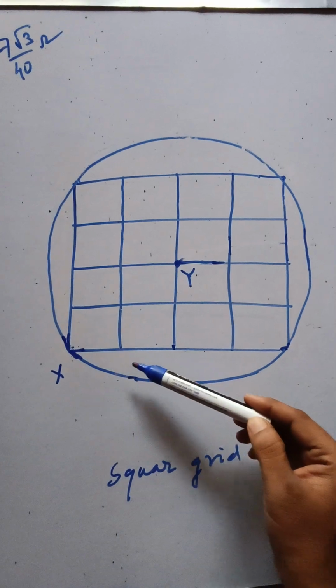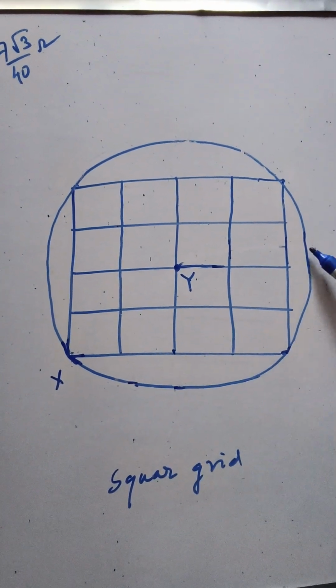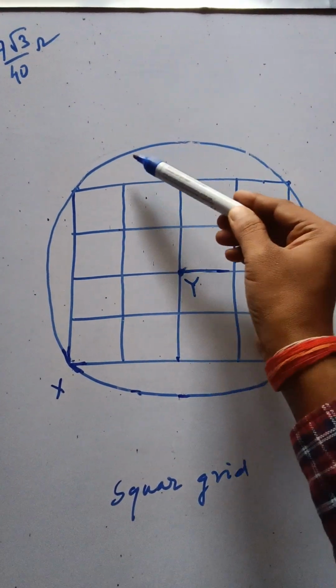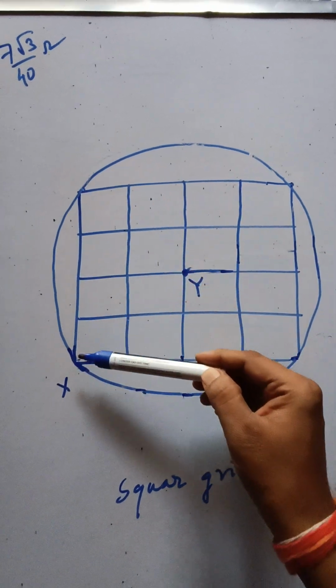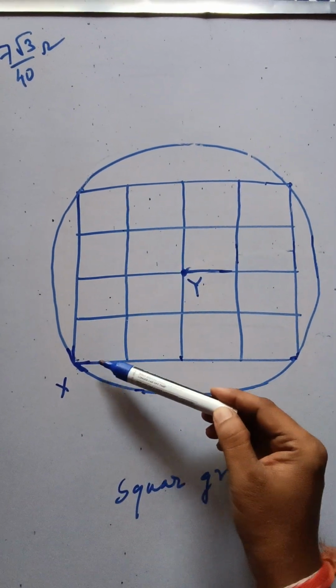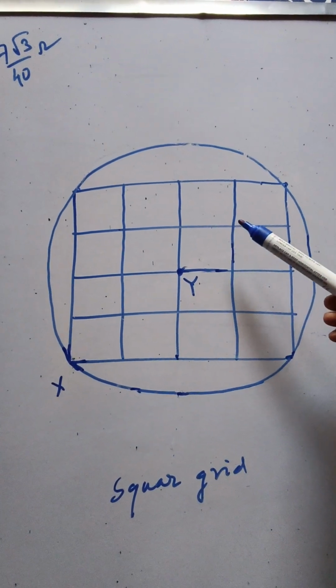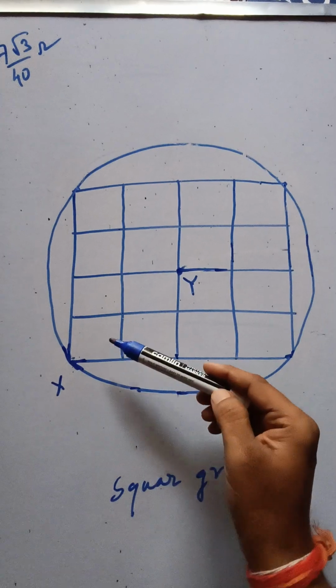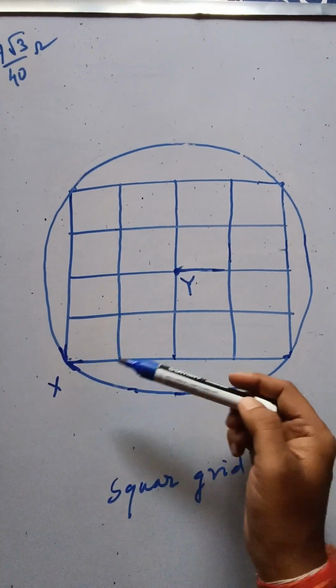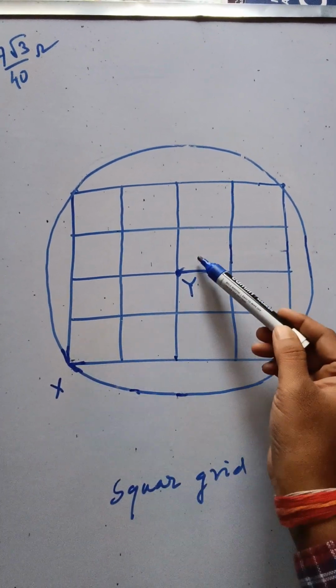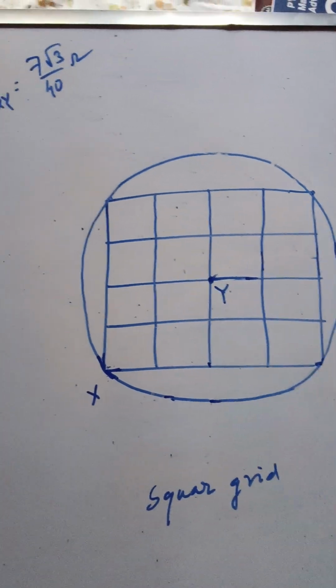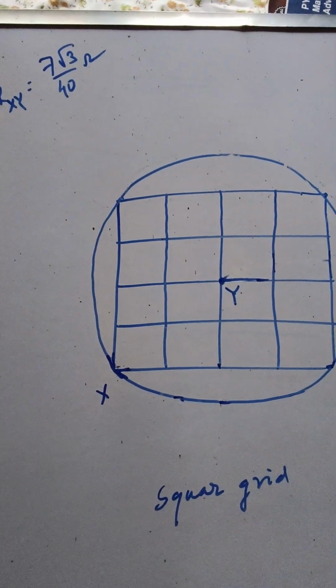and a resistance-less wire is connecting through the ends of the square. This is a resistance-less wire, and this resistance is R, this is R, this is R. Every wire has its resistance R. You have to find the equivalent resistance between the terminals X and Y. The answer is also given. It is 7 root 3 by 40 ohm.